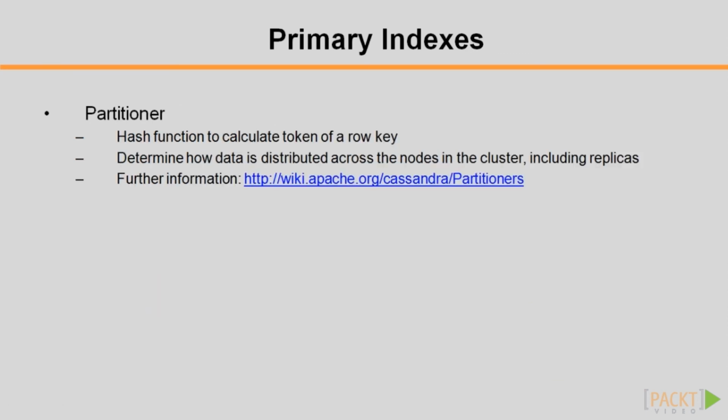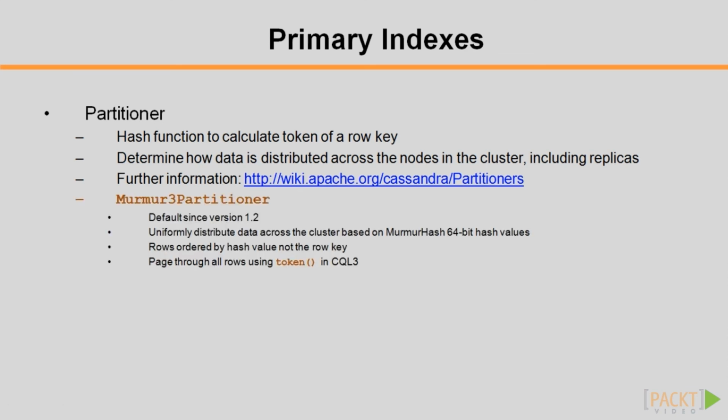Now let's talk a little bit about partitioner. It's a hash function to calculate the token of a row key, and so it determines how data is distributed across the nodes in the cluster. There are 3 choices. First, Murmur3 partitioner, the default since version 1.2. It uniformly distributes data based on Murmur hash 64-bit hash values. But beware that rows are ordered by hash value, not the row key. You may use the token function to page through all rows.